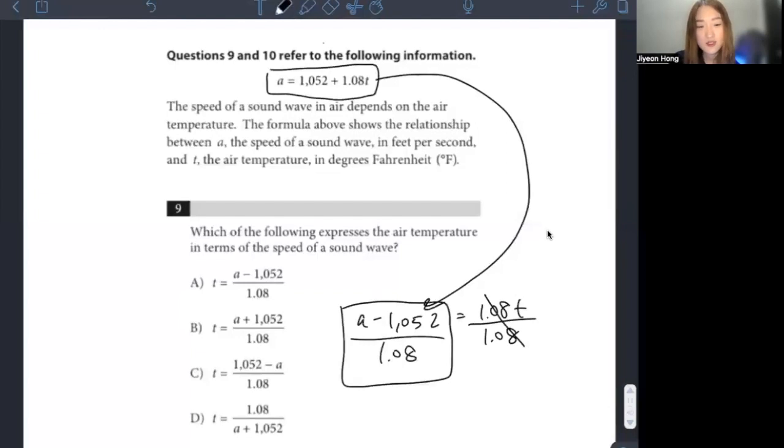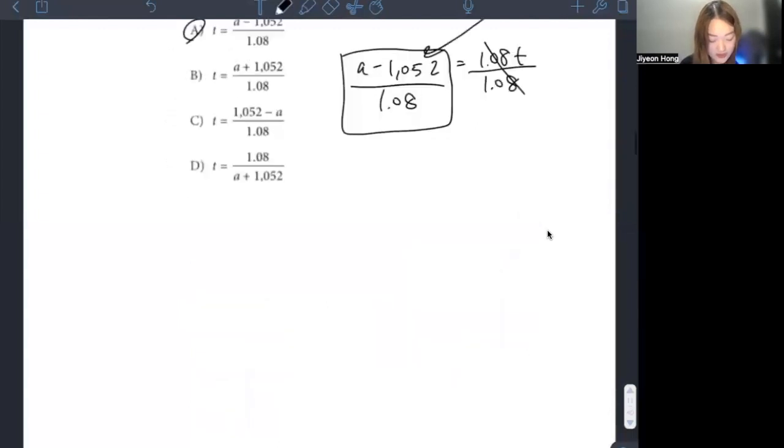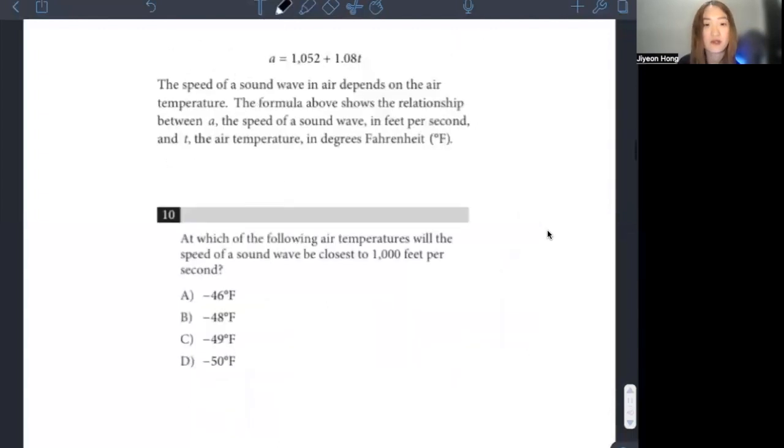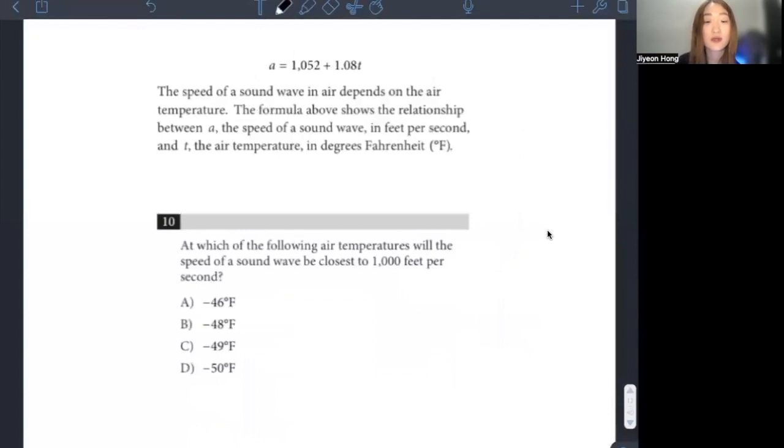So this one should be a simple question, no need to even think it through. A is the answer choice here. And then the next question is kind of a follow-up where you do have to think about it. At which of the following air temperatures will the speed of a sound wave be closest to 1,000 feet per second? So you have to break this down.